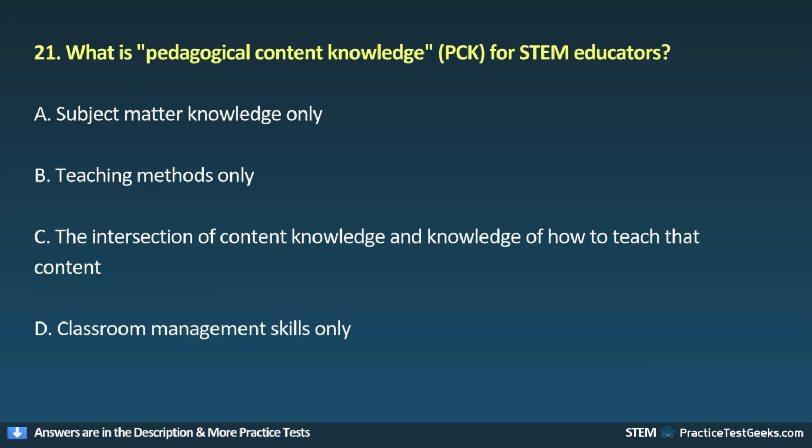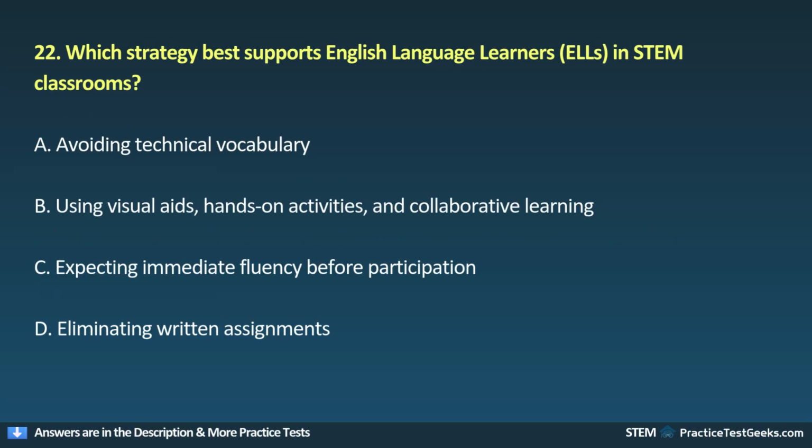A. Subject matter knowledge only. B. Teaching methods only. C. The intersection of content knowledge and knowledge of how to teach that content. D. Classroom management skills only. 22. Which strategy best supports English language learners, ELLs, in STEM classrooms? A. Avoiding technical vocabulary. B. Using visual aids, hands-on activities, and collaborative learning. C. Expecting immediate fluency before participation.